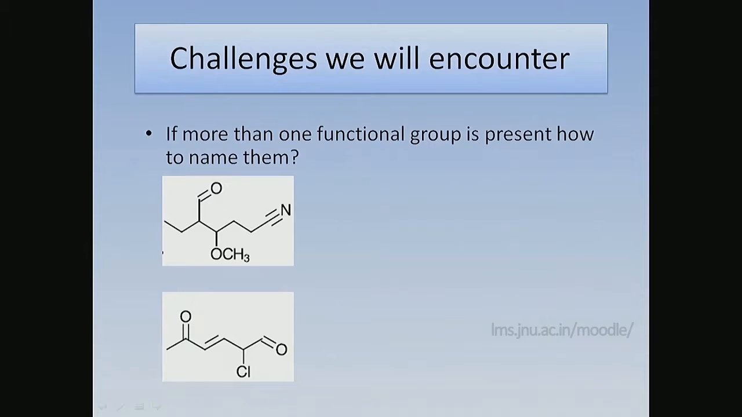Now, if we take the first compound, we have the cyanide or the nitrile group, we have an aldehyde group, and we have an ether, methoxy ether. So three functional groups are there. So how to name this compound? The topmost priority group is cyanide, so it is called the nitrile. It is followed by the aldehyde, which as a substituent gets the name formyl. Then the ether is named as alkoxy.